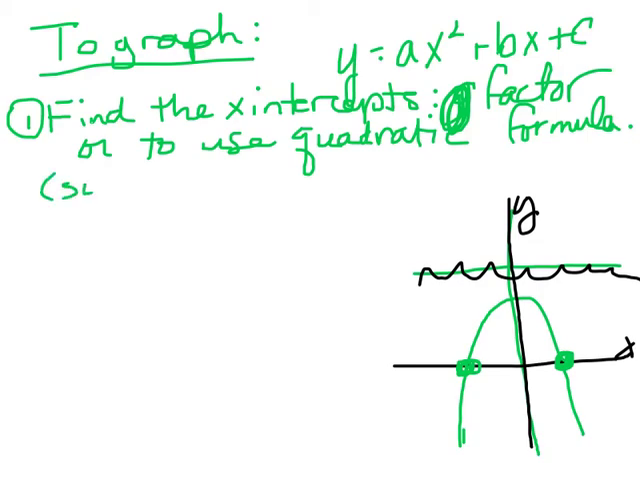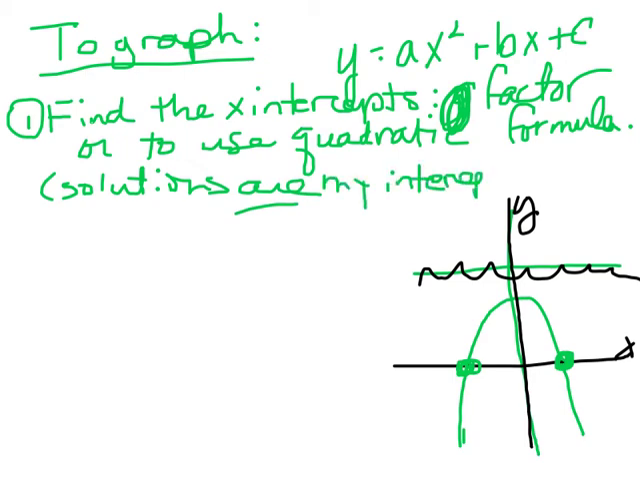My solutions are my x-intercepts. So when you solve it by factoring or you solve it with the quadratic formula, those answers that you get, x equals this and x equals this, those are your x-intercepts. So that's one thing you got to do. You don't have to necessarily do it in this order, though.